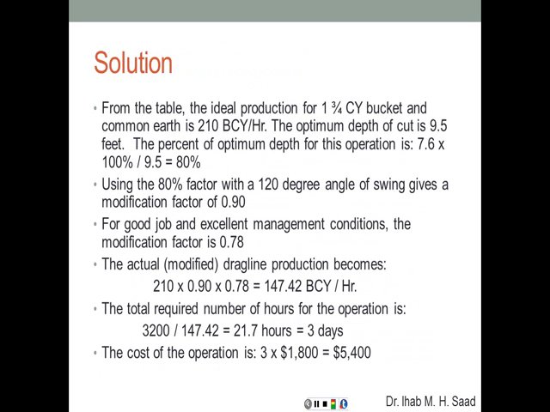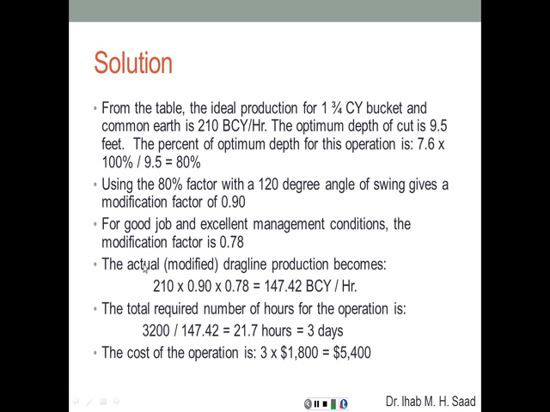So from the table, the ideal production for a 1 3/4 bank cubic yard bucket and common earth is 210 bank cubic yards per hour. We're just going to look at the table. The optimum depth of cut is 9.5 feet. The percent of the optimum depth of cut is, because the actual depth is 7.6, 7.6 times 100% divided by 9.5, which gives 80%. Now using the 80% factor with 120 degrees, the angle of swing, gives us a modification factor of 0.9. For good job and excellent management conditions, the factor is going to be 0.78.